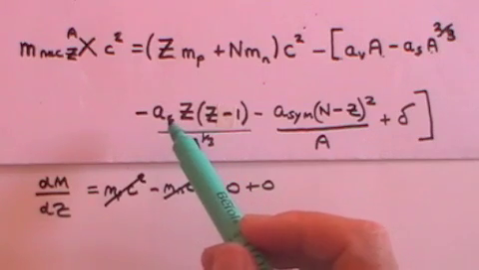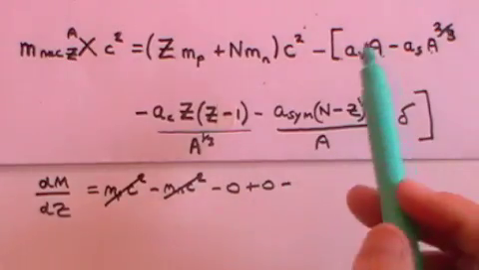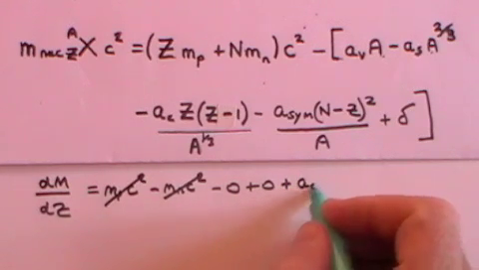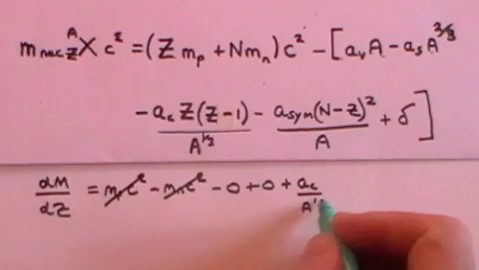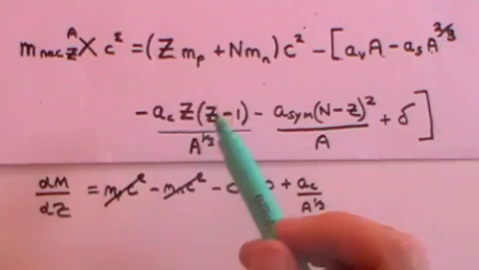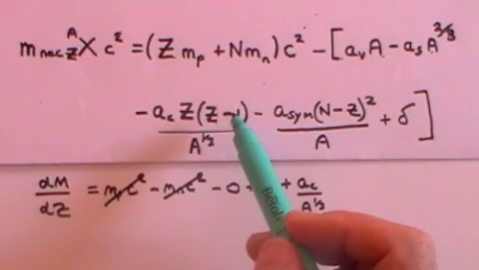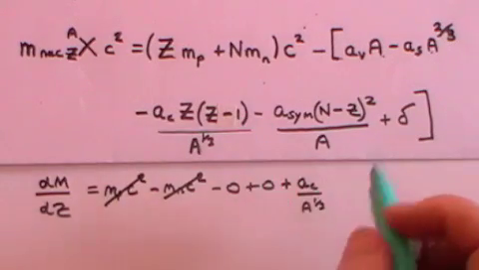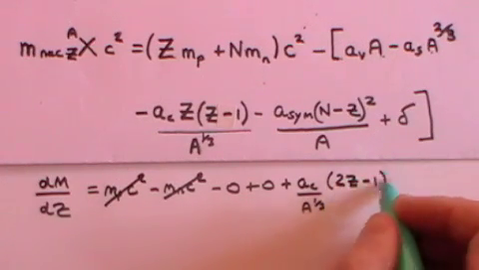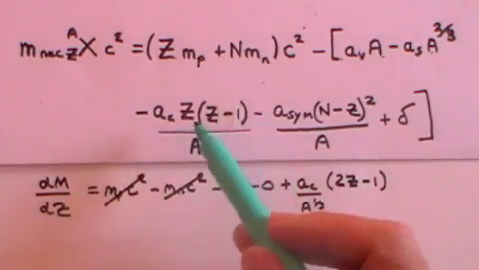Now we've got a Z dependency here. We'll start with minus, well it's minus times a minus, so it's plus A_C over A to the 1/3, and then we've got a Z squared minus Z. Z squared minus Z differentiated with respect to Z gives you 2Z minus 1, right? That's differentiating Z squared minus Z with respect to Z.